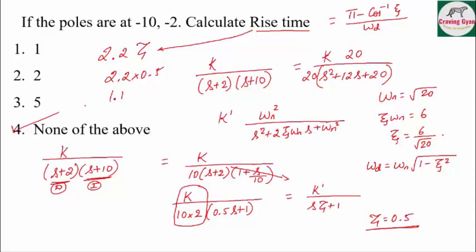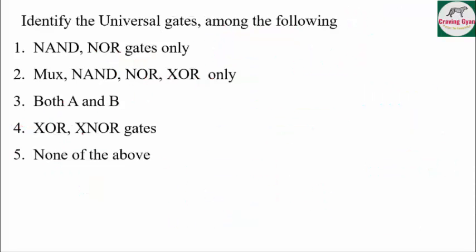So whenever they are talking about an insignificant pole, try not to consider it as a second order system or third order system. Try to remove that insignificant pole and get the answer. So I am getting the rise time equals 1.1 seconds. Whenever rise time equals 1.1 seconds, none of the options gets matched. So it is none of the above.